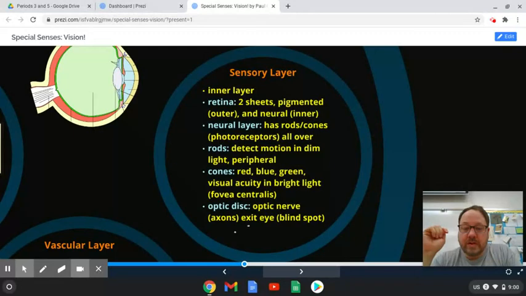Now, these are neurons, so they have long axons, and then they'll send signals to the visual cortex in the back of your brain. So the wires all run out the back of your eye through what's called the optic disc. Now, the optic disc is your blind spot. We all have a literal blind spot where we can't see things. And that's because all those axons are leaving the back of the eye through the same point.